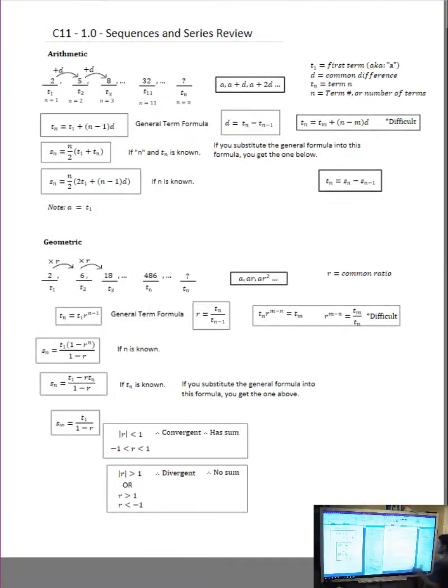Sequences and series review. I've seen some talk about arithmetic sequences from grade 11 going into grade 10 and geometric going into grade 12. But all of the arithmetic formulas and all of the geometric formulas, we really want to understand geometric growth. All sorts of applications in business and science.